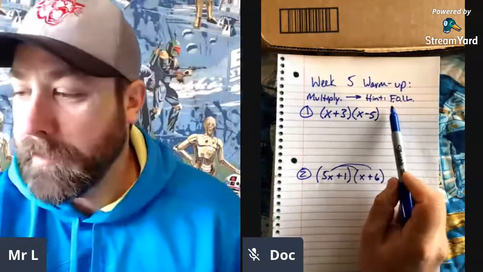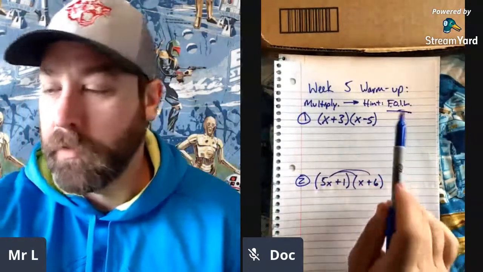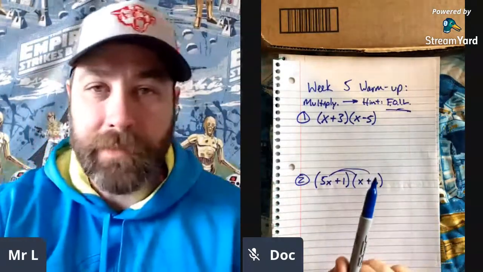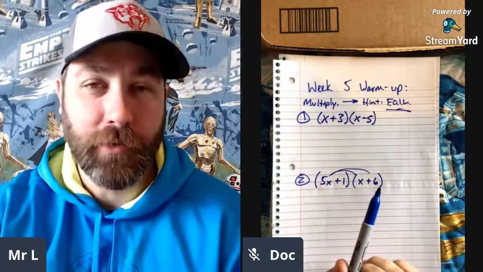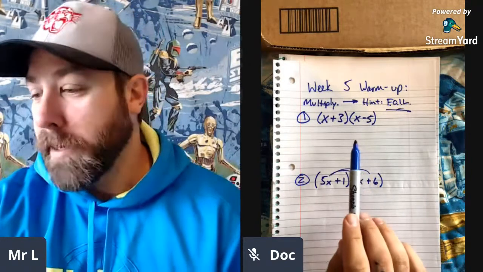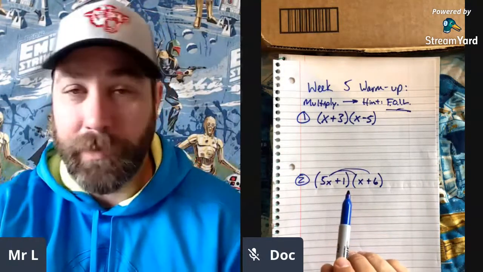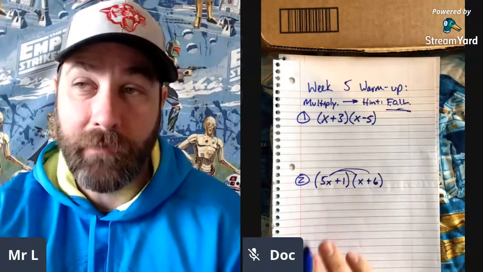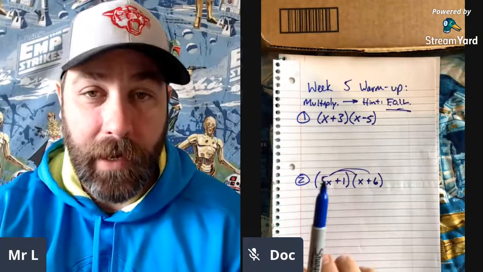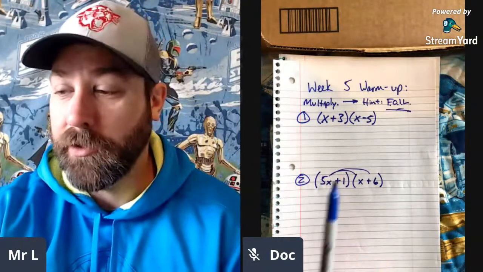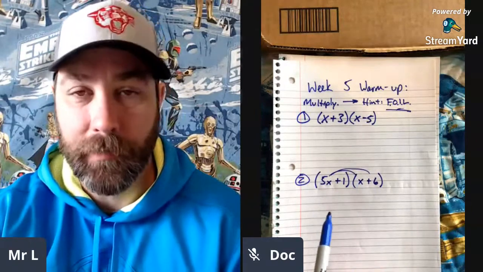The FOIL method, if you remember, FOIL was an acronym that stood for first, outer, inner, last, and it tells you the order in which you should multiply your binomials. This, remember, is just an extended version of the distributive property, which says when you have a term outside of a set of parentheses, to simplify or to get rid of the parentheses, you multiply that term by every term that's on the inside of the parentheses.